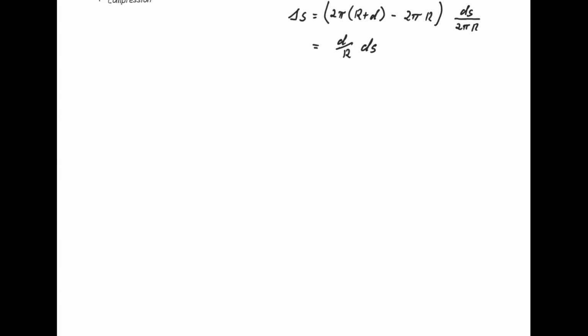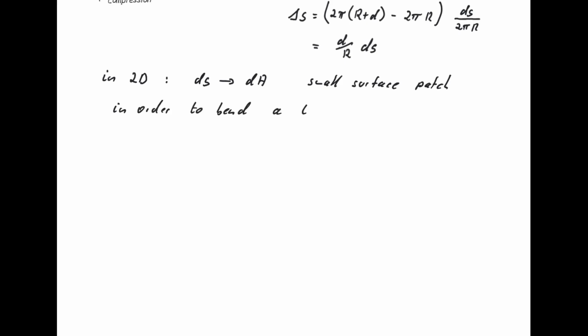Now, our model here was a 1D model. So we bent, let's say, a line into a circle. But likewise, we can do this also in 2 dimensions. So we bend a sheet into a sphere. Then the stretch ds will change into a small patch on the surface, dA.